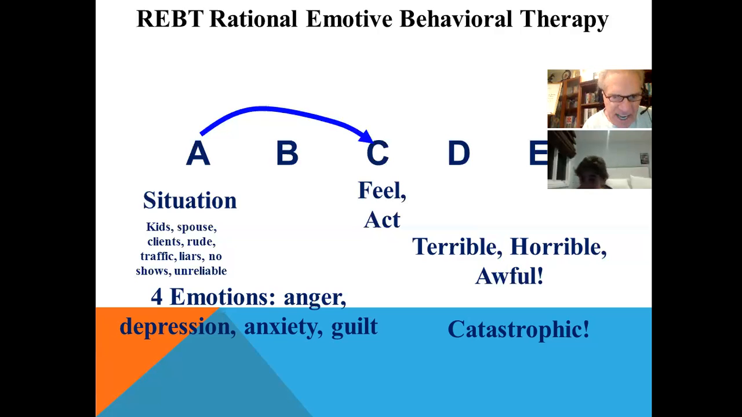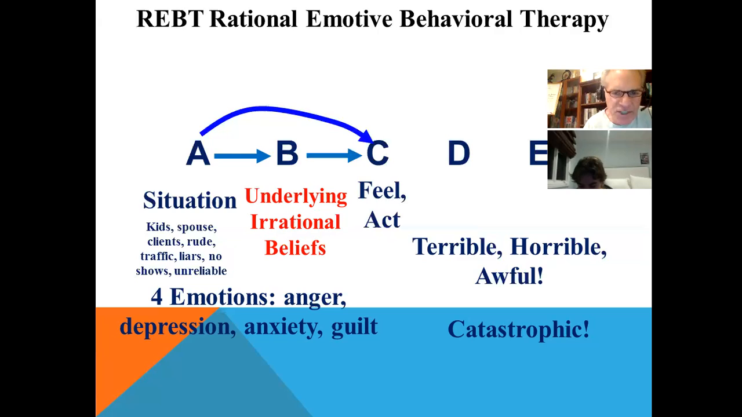So here's what is really going on. Something happens, the A, you go to B. B is your underlying irrational beliefs. And that leads to how you feel and how you act. What happened didn't lead to how you felt. What happened led to your thinking that's irrational. Thinking about the way you think things should be. It's unfair. This person shouldn't be doing that.